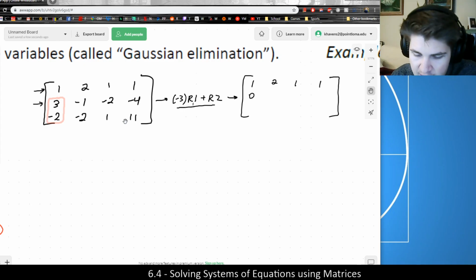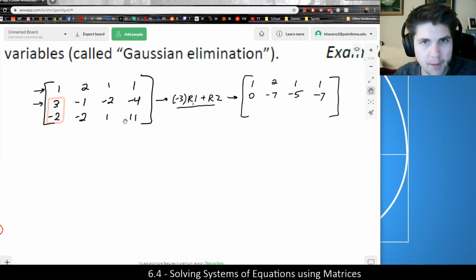So I take negative 3 times row 1 and add that to row 2. So that's going to be negative 3 times 2 is negative 6, plus negative 1 is negative 7. And that would give me the new element here. I'm going to take negative 3 times 1 and add that to row 2, which is negative 5. And then I'm going to add negative 3 times this, which is negative 3, plus negative 4 is negative 7. And what that will leave me with is that new element right there.